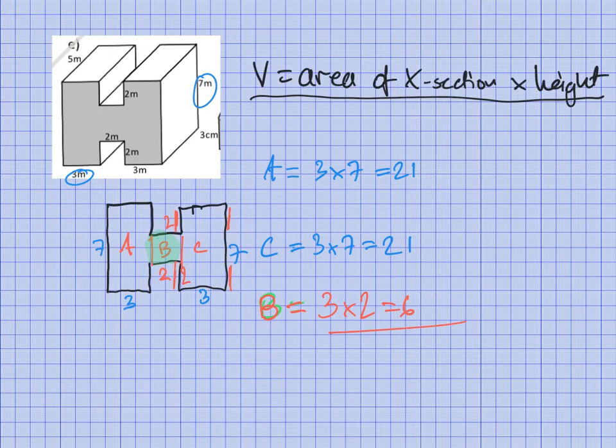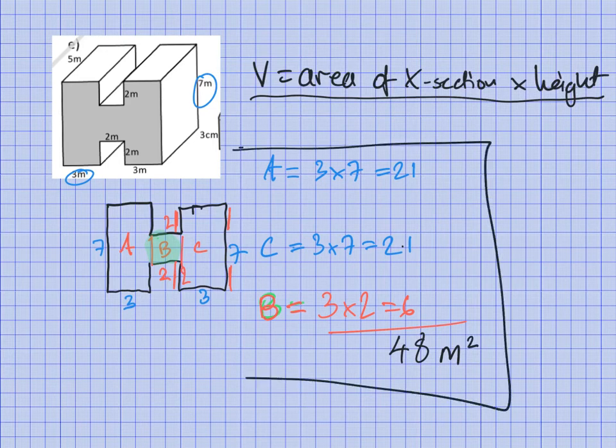I have to sum that together. Okay, so the sum of all of that would be 21 add 21 is 42, add 6 is 48. And that's meters squared, because it's an area. Okay, now we've done all of this working in order to find the area of the cross section. All we've done so far is find this bit. Now we need to times it by the height. And we can see in the question, the height is 5.